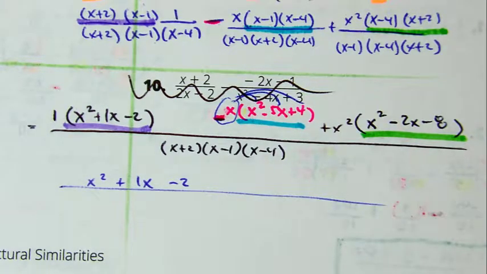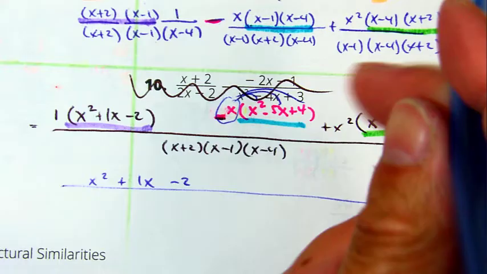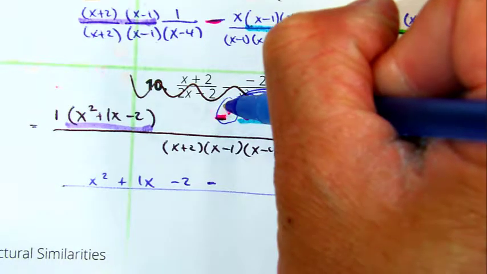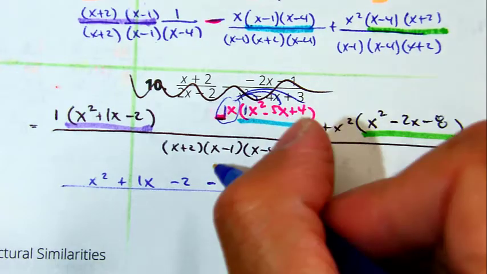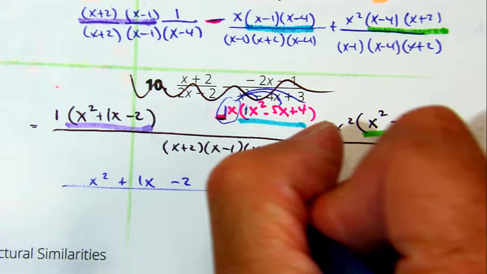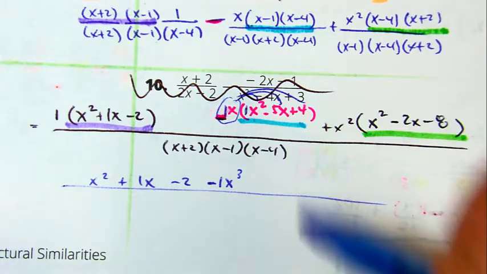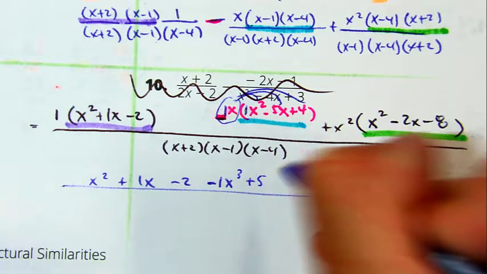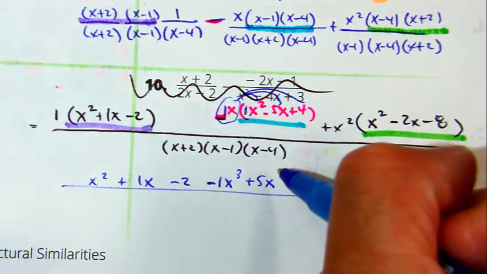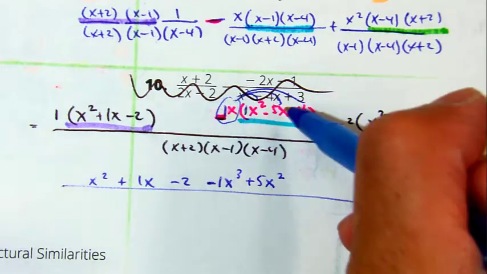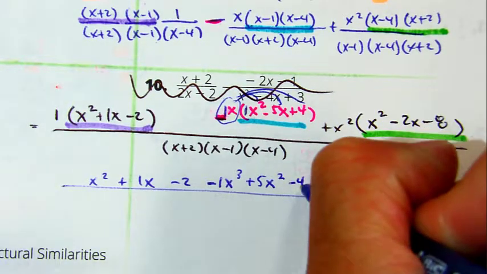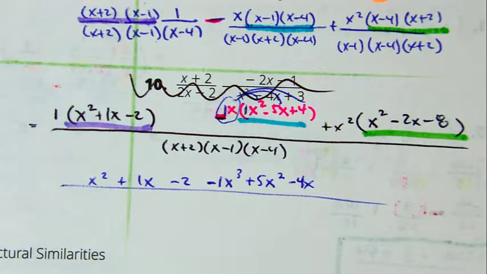Jasmine, negative x times x squared. Alright, so I'm going to multiply the numbers in front. So I have a negative 1 and a positive 1. So negative 1 times 1 is negative 1. x times x squared is x cubed. Negative 1x times negative 5x, because there's two of them, x times x is xx or x squared. Negative 1x times 4. Yep.